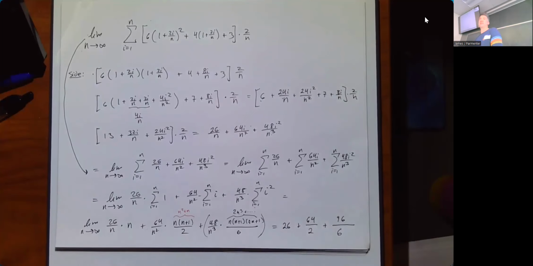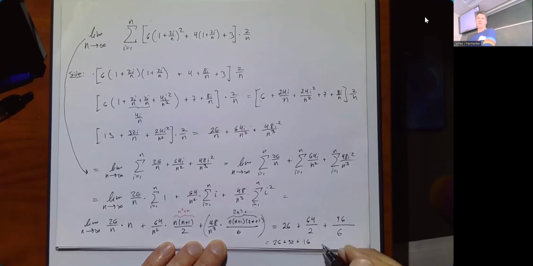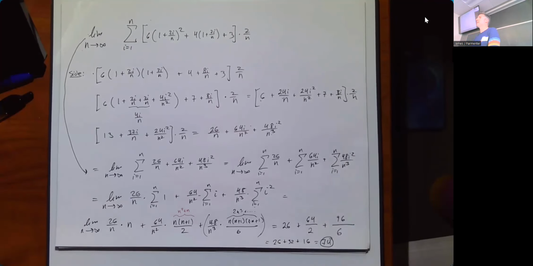Now I'm really worried this isn't going to come out to be right, because I'm always worried it's not going to come out to be right when I do it the long way. But let's figure out what we've got. We've got 26 plus 32 plus 16. 96 divided by 6 is 16. And that's going to be 58, 68, 74. Yeah. Same answer.